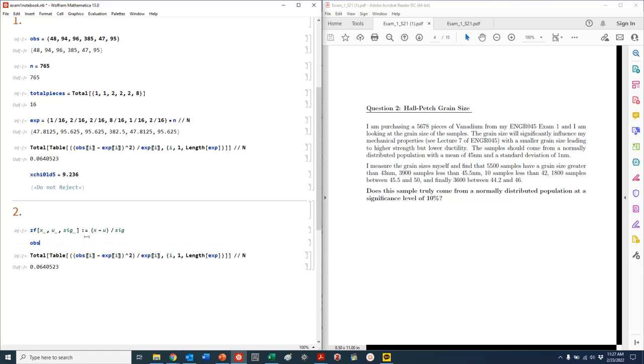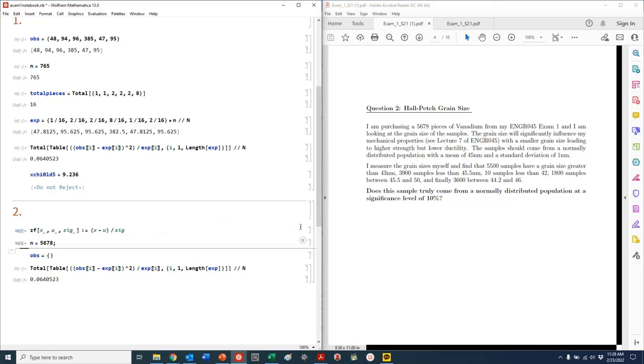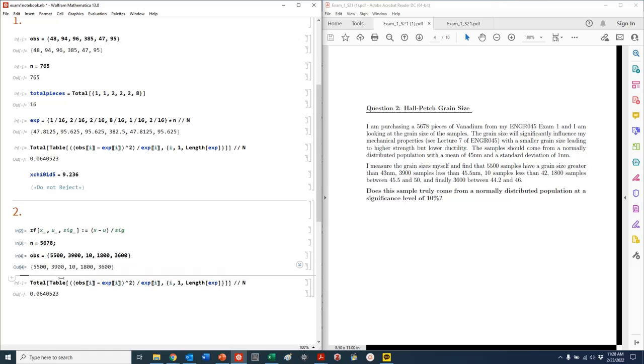So for my observed values, actually before we even get to that, just shift enter here. So I have my number of samples equal to 5,678. And I observe multiple values here. My mu is going to be 45 nanometers, standard deviation 1. I find 5,500, I find 3,900 here, I find 10 samples less than that, 1,800, and then 3,600. Those are my observed values.